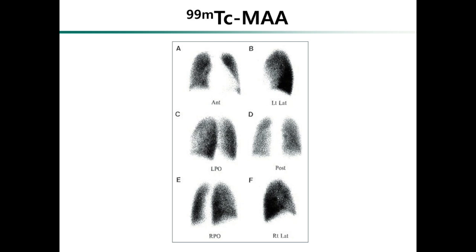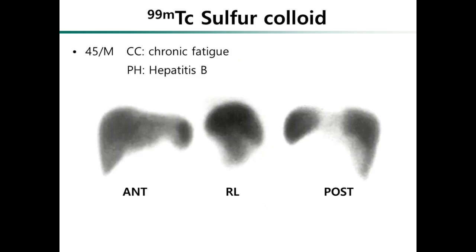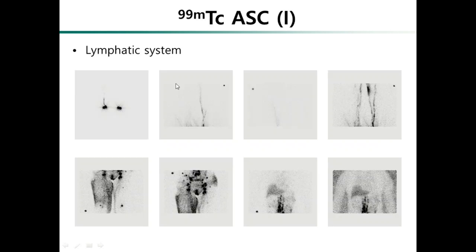Here you can see the technetium MAA imaging from a lung patient, and the technetium-labeled colloid structure can give the liver function image from the patient. And the smaller particle size, like the antimony sulfur colloid, can be used for lymphatic imaging. We can identify whether the lymphatics are blocked or not.